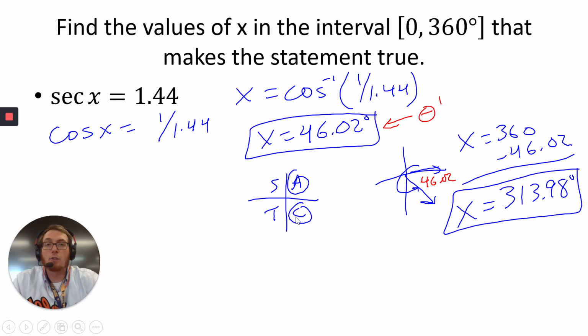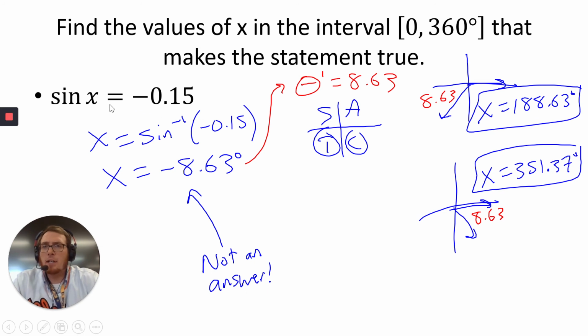The second answer is in quadrant 4 because cosine's positive still in 1 and 4. And then the second answer would be taking 360 minus the 46.02, and you get the number around 314. Side note, make sure if a question asks for degrees, minutes, seconds, you know how to deal with that on your calculator. You want to make sure that you're able to find those answers.